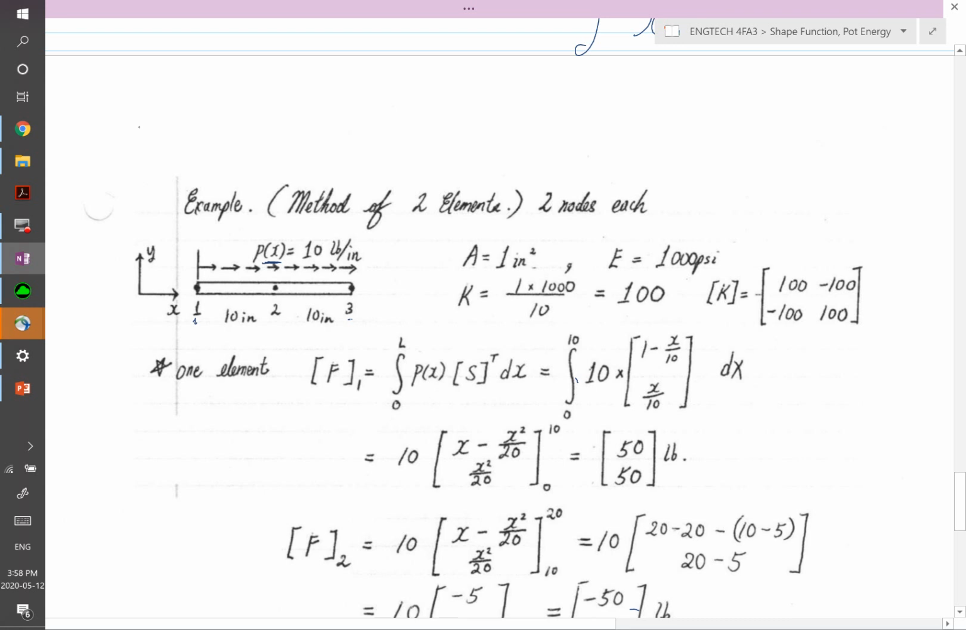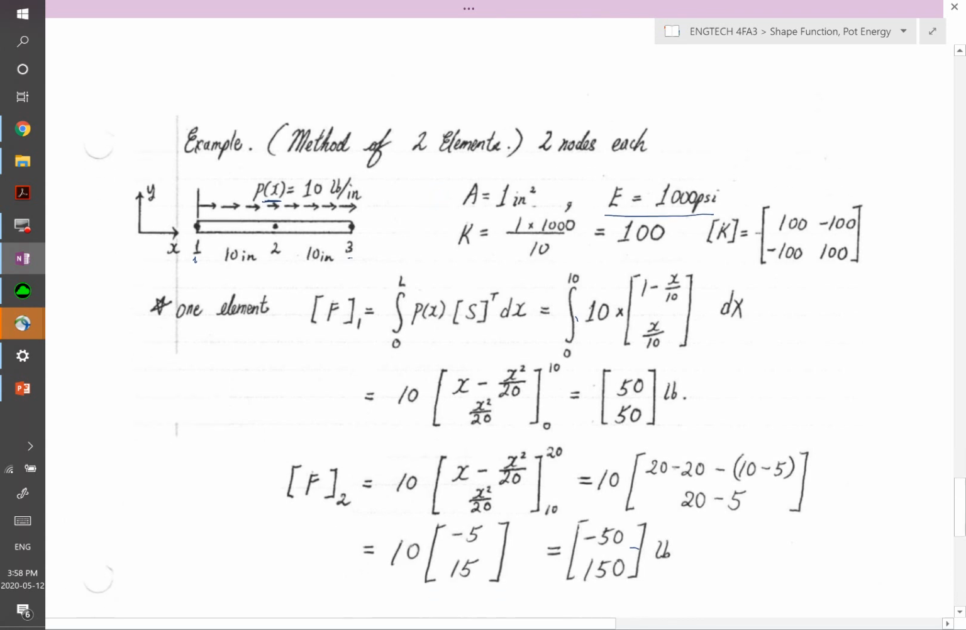The geometry of the rod is a uniform area. Cross-section area is 1 inch square, and the material is uniform all across it. It is 1000 psi. So the stiffness is EA over L, and the stiffness matrix is 100, negative 100, and negative 100, 100 along the other side. Now take a look at the force vector.